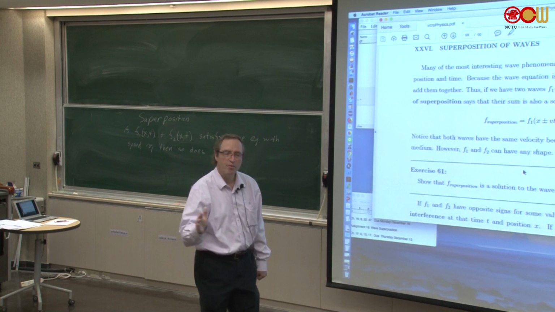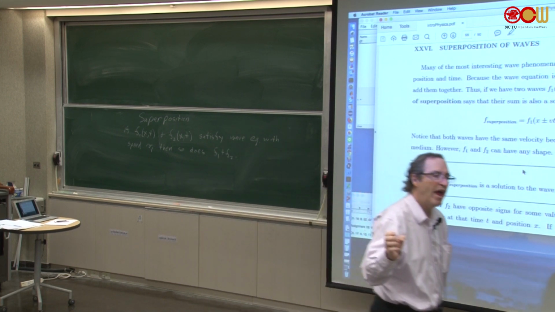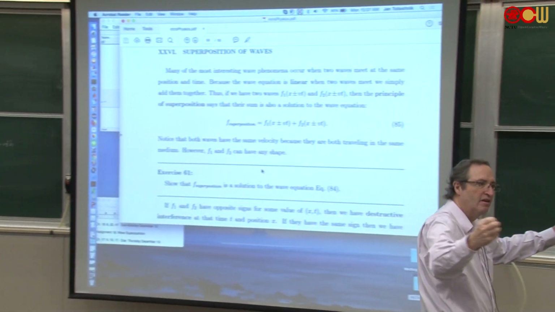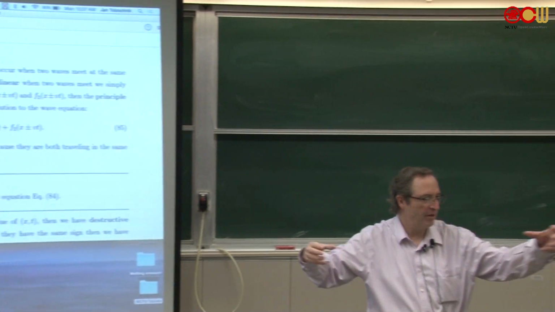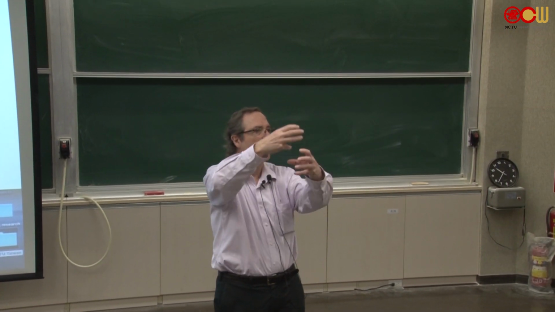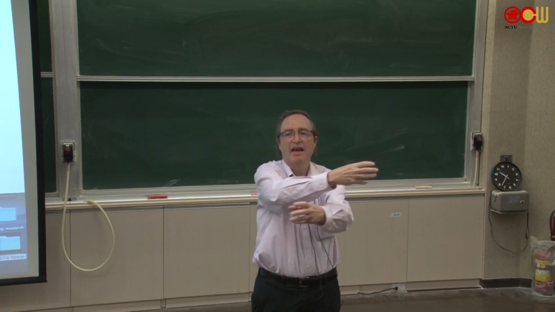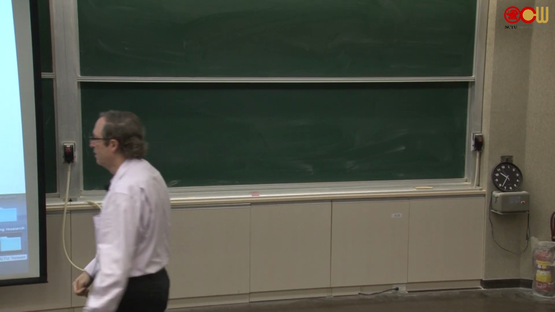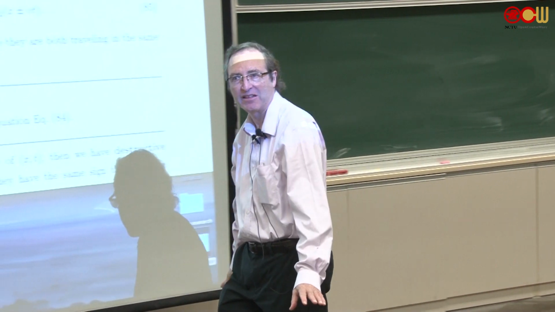It's called superposition. That means waves will go through each other. Like if you have a wave coming this way and a wave coming this way, when they meet, they'll sum up their amplitudes, and then they'll keep going through each other. There are all kinds of effects.